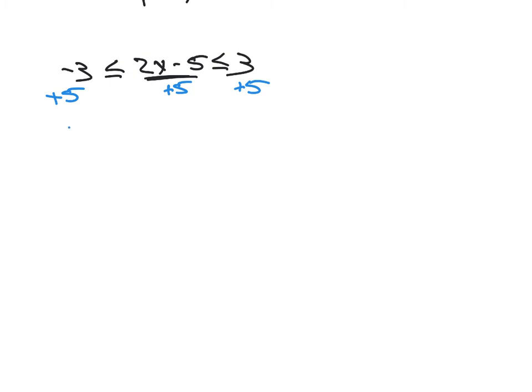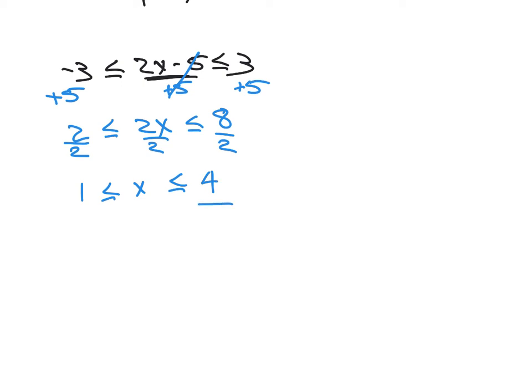So here we get 2 is less than 2x, because those cancel, less than or equal to 8. Now we divide by 2, divide by 2, divide by 2, and we get 1 is less than or equal to x, which is less than or equal to 4. So now we're back to something that makes sense.